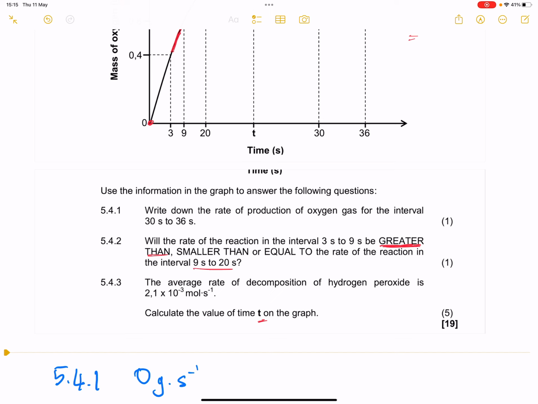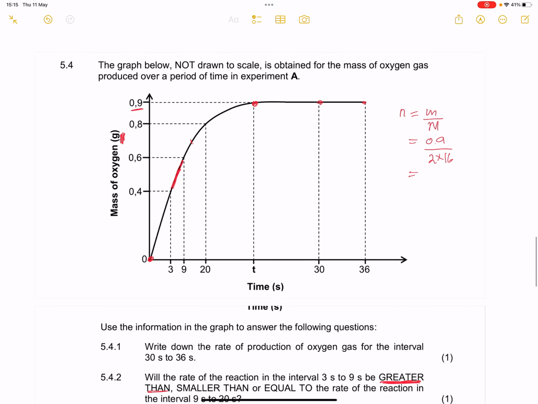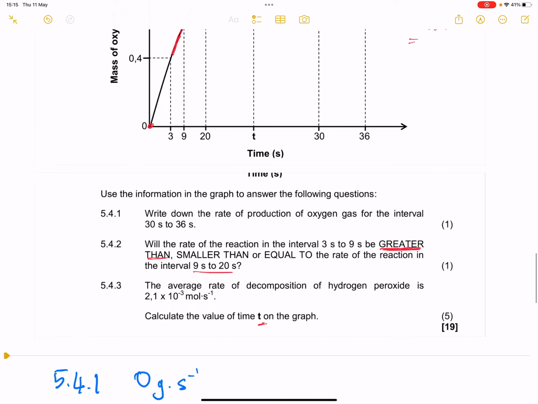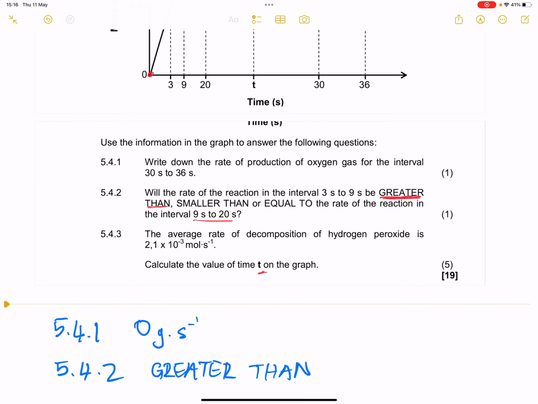And that is how the cookie crumbles. I hope that you enjoyed this question. Rates of reactions isn't that bad when you know a lot of your stoichiometry and when you know what to do.